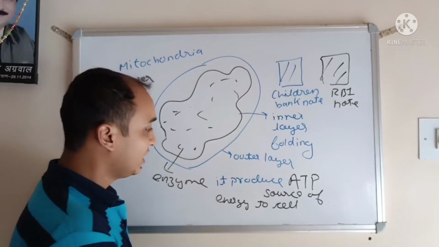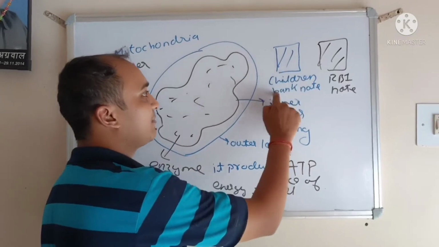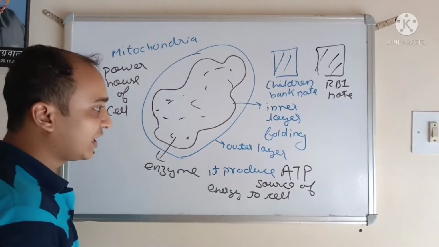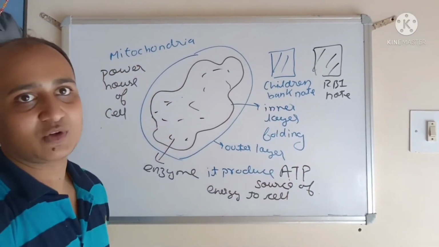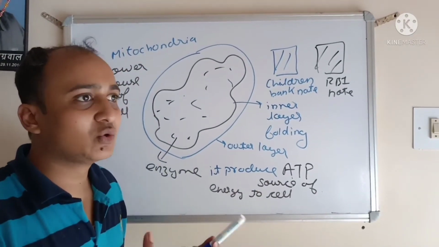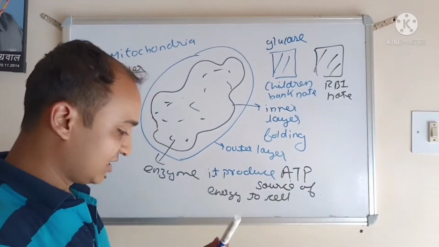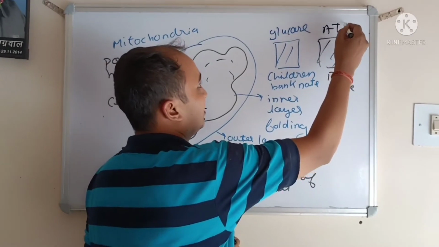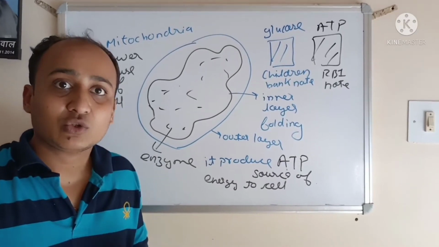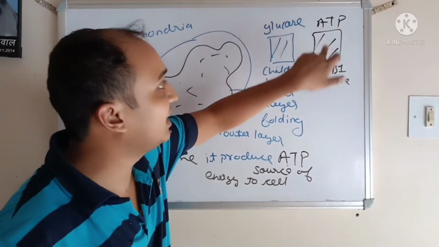In the same way, this ATP. Children bank note has no value and RBI note has value. So the ATP is just like an RBI note. It has a value that is recognized by the cell. The cell does not know glucose. This is glucose, and this is ATP. From the beginning we have learned that glucose gives us energy. So glucose is converted into ATP with the help of enzyme, and that ATP gives us energy.